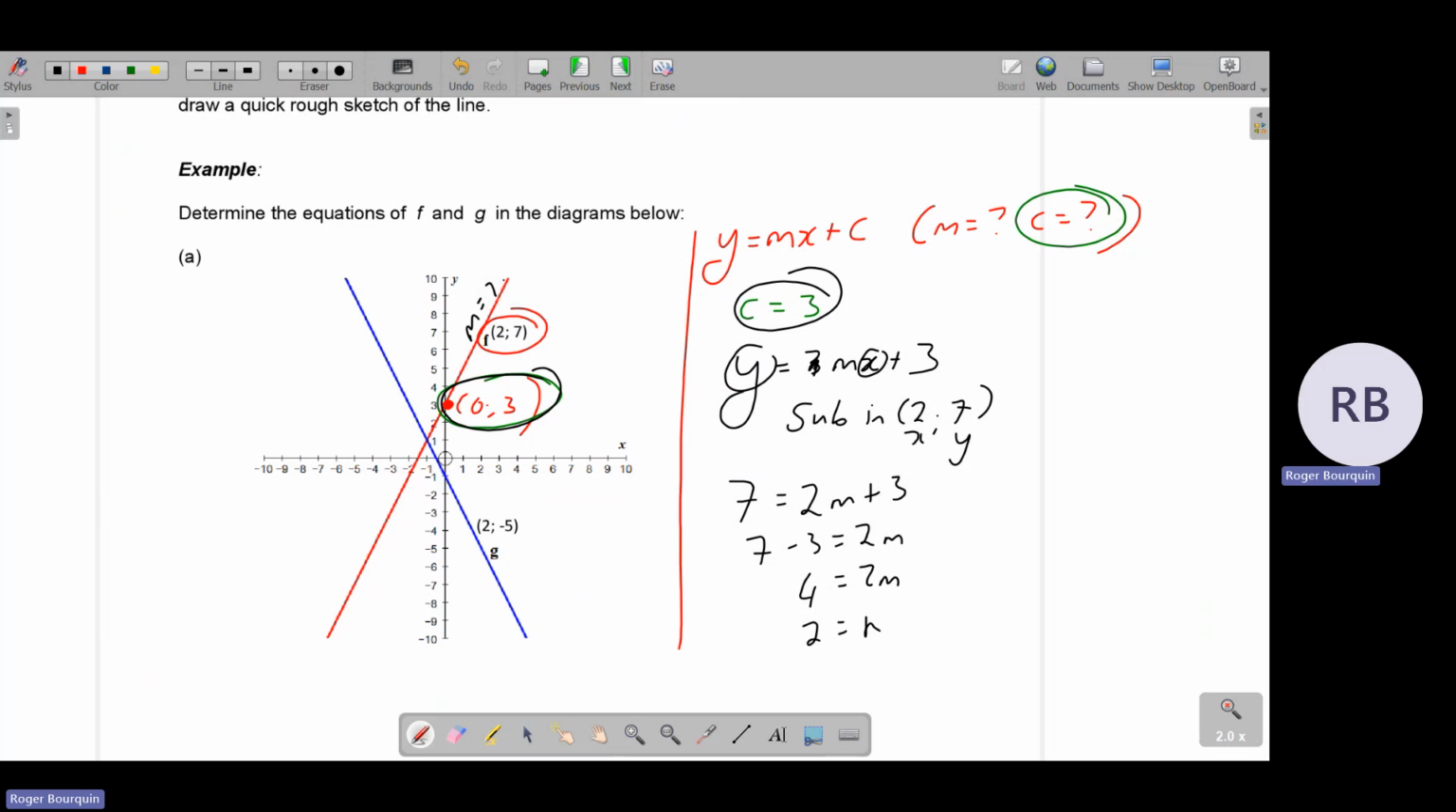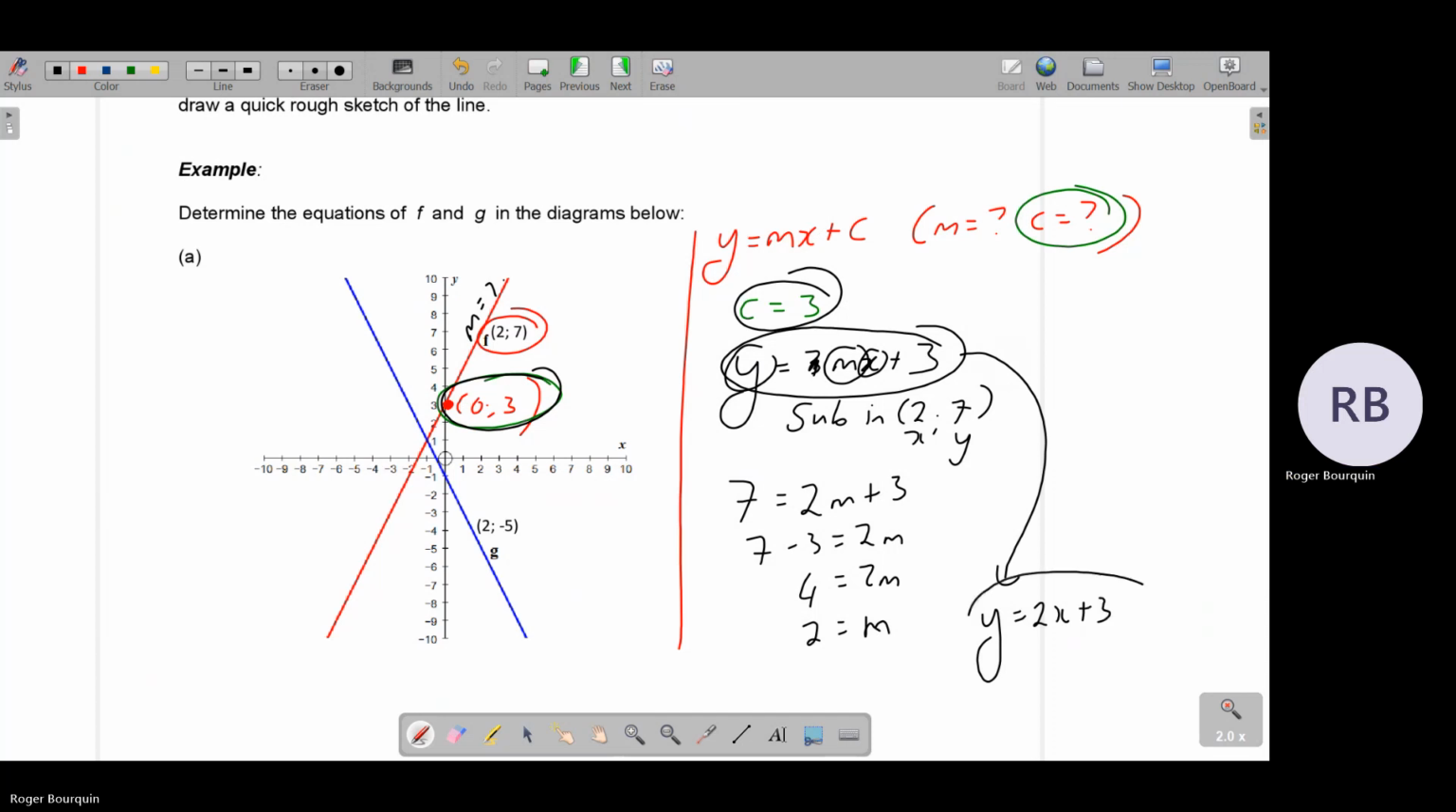So I end up with an equation. I go back, I replace m with 2, and the equation becomes y is equal to 2x plus 3. So that is the equation of graph F. In other words, I should probably write f of x is equal to 2x plus 3.